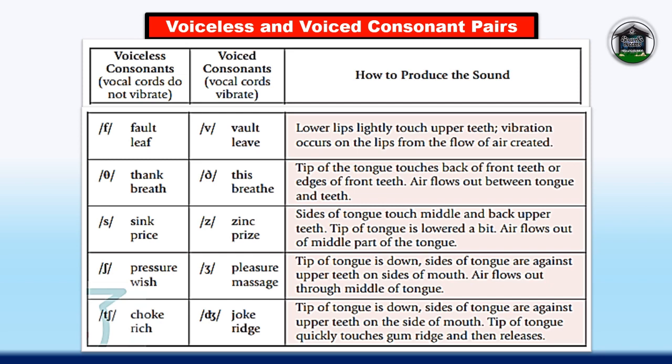Ch, ch. Choke, rich. J, j. Joke, ridge. To produce these two sounds, the tip of the tongue is down, the sides of the tongue are up against the upper teeth on the sides of the mouth. The tip of the tongue quickly touches the gum ridge and then releases. Ch, j.